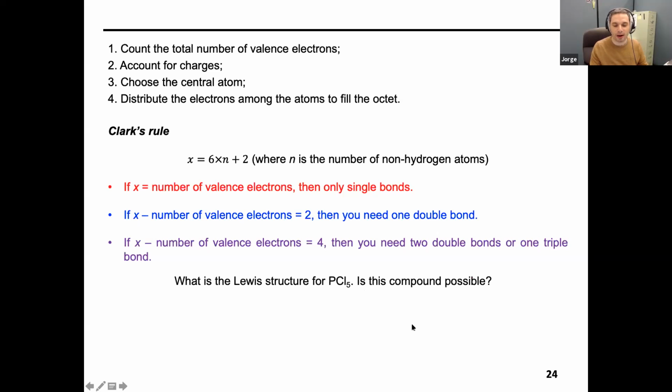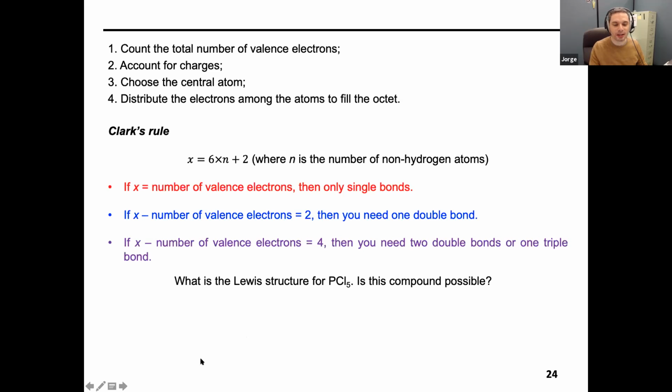So we figured out the structure for PCl5. In this structure, somehow phosphorus ended up with 10 electrons in its valence shell. That's a violation of the octet rule. So the next question is, is this compound even possible to exist? That's the worst part of this kind of setting. I feel like I ask the question to myself.